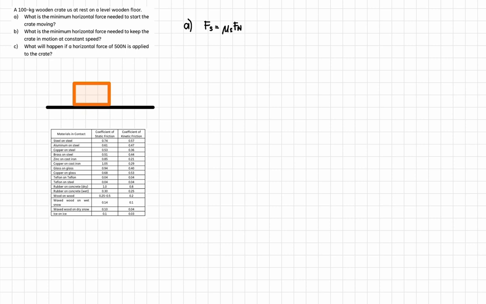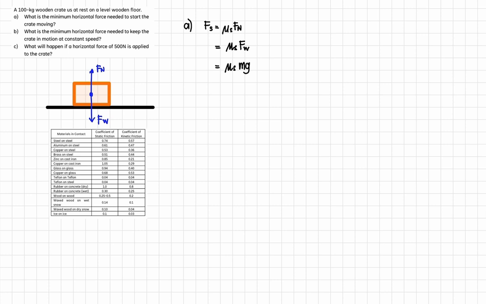But in our figure, this is the weight of the box. But since the surface is just horizontal, then the normal force is simply equal to the weight of the box or the crate. So mu s Fn, or that's mu s mg.